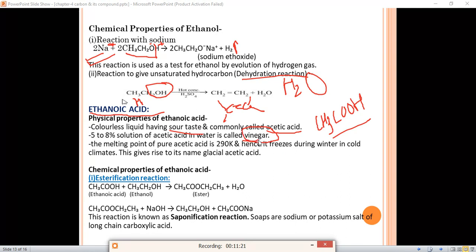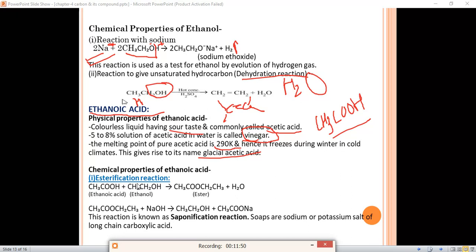The melting point of pure acetic acid is 290 Kelvin, and hence it freezes during winter in cold climate. This gives rise to the name glacial acetic acid. So you should remember this point. A 5 to 8% solution of acetic acid in water is called vinegar. Sometimes this question is asked for 1 mark: what is vinegar? Next we'll see the chemical properties of ethanoic acid.